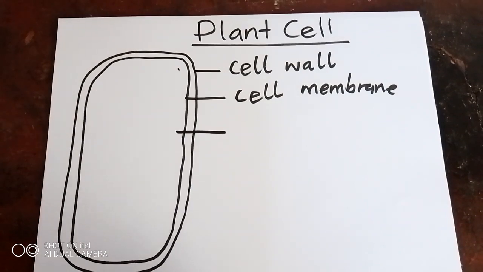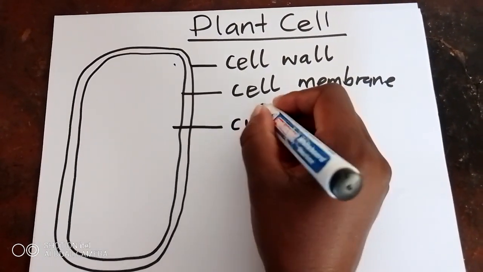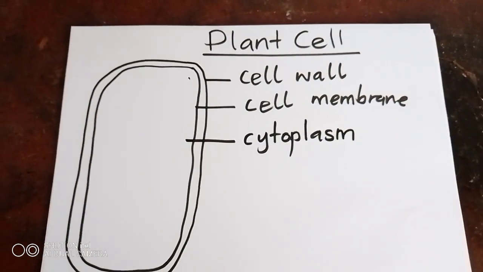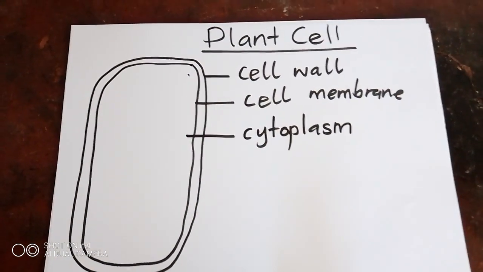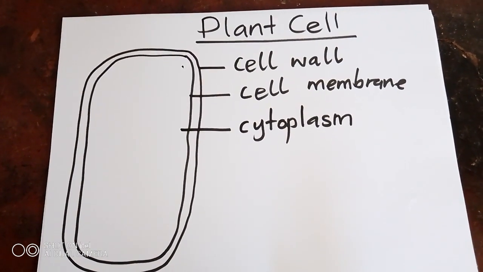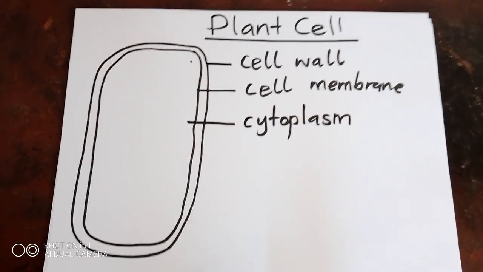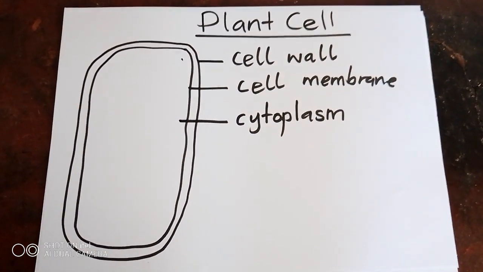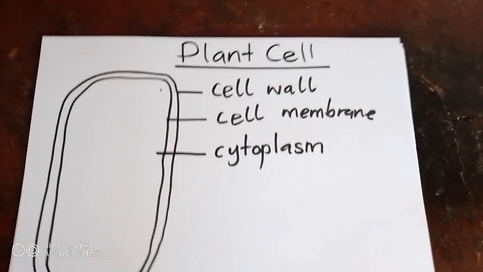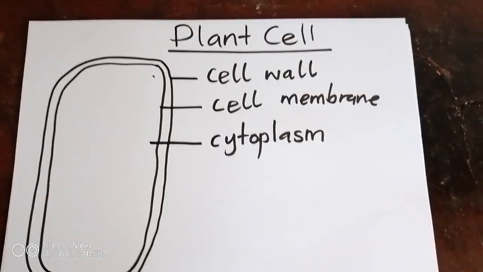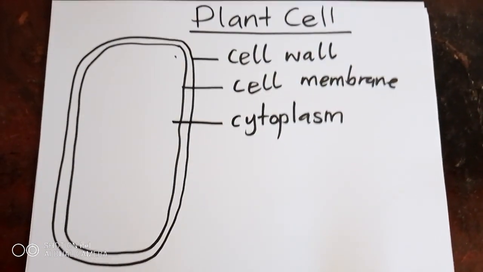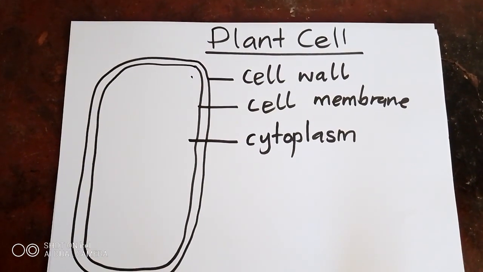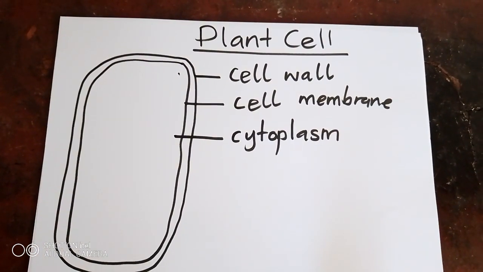The third part is what we call the cytoplasm. The cytoplasm has the same function as that of the animal cell, in that it is a jelly-like substance in which organelles float. It holds the contents of the cell together. And also, most cell activities occur there. These activities are what we call the chemical activities.